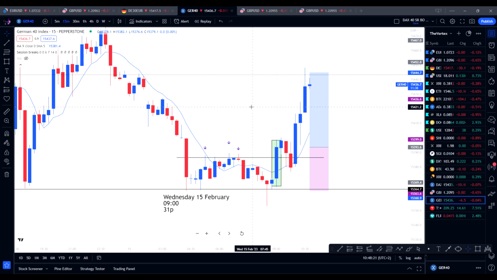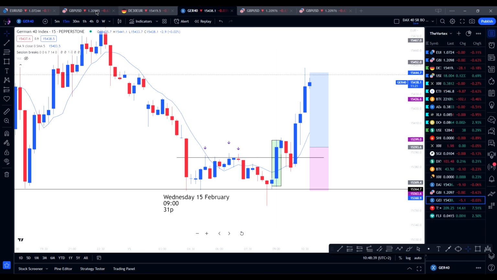So don't expect to see a setup like this every single day. It does not happen all the time. We have to be patient. We have to show up to the charts, wait for something to happen. If we see the setup line up, that's when we jump in. All right, so that was our DAX 40 scalping session.